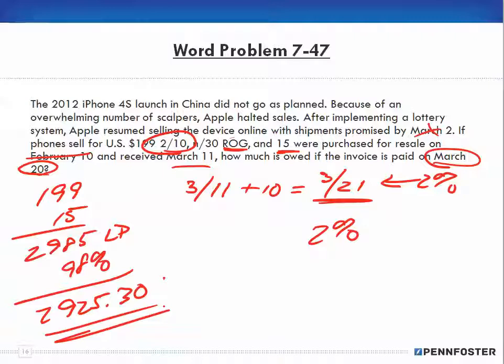Simple as that. Okay. With that, I'm done with all of the word problems, and I will see you all in the summary practice test.